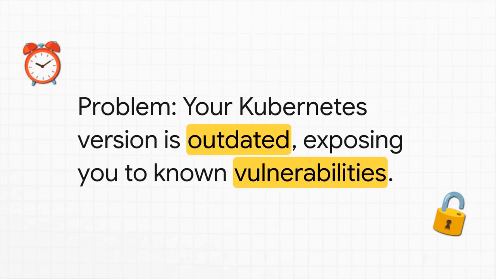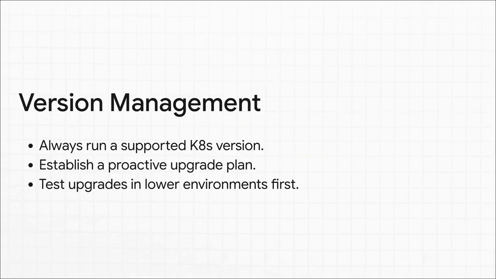But here's the thing, the clock is always ticking. An old version doesn't just mean you're missing out on cool new features. It means you're leaving a wide open door for well-known security holes. The only way to handle this is to make version management a real discipline on your team. So, rule number one, always run a Kubernetes version that's officially supported. Rule two, you need a real, proactive plan for upgrades. Don't wait for things to break. And rule three, and this is a big one, you never, ever upgrade production until you have tested it, and I mean really tested it, in your dev and staging environments first.